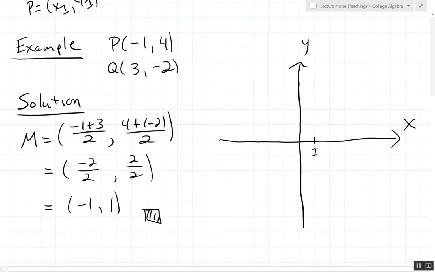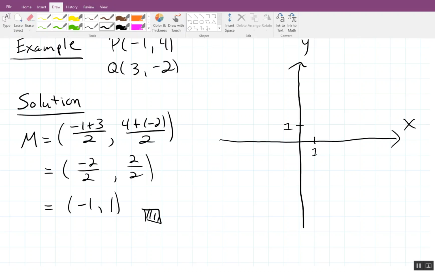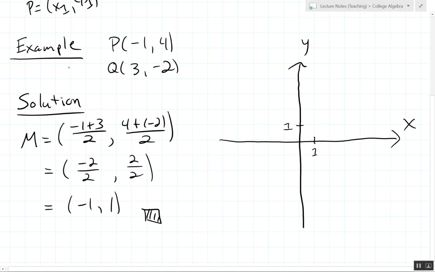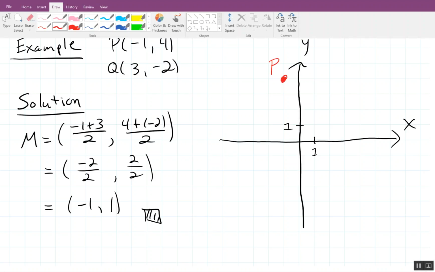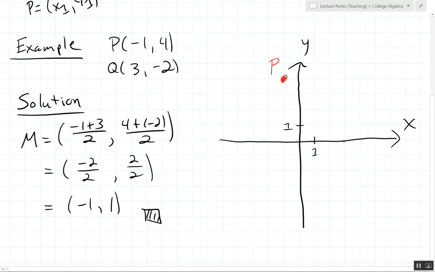And so the point P, which I'm going to do in one color, let's do this in red. P is negative 1, 4, so that'll be right here. Q is 3, negative 2, so let's do that in blue. So that's 3, negative 2. So that's Q. Now let's just write in P's coordinates just for completion: negative 1, 4. And then the midpoint M. So let's get that a different color again. Let's make that green. And so that's negative 1, 1.